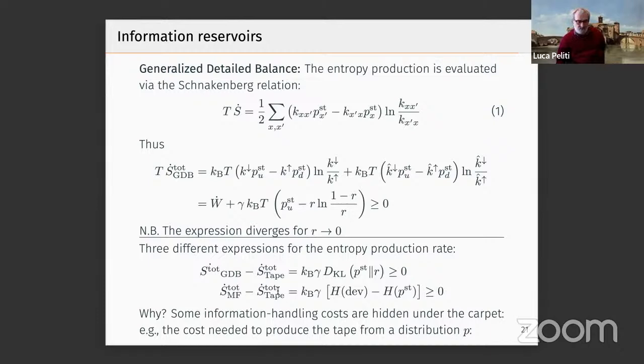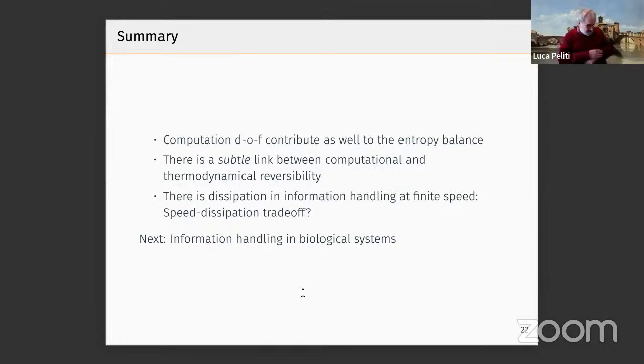You can probably start with a tape which is random, and then put it through an eraser in such a way that all the states are, on average, most probably put to zero or one. So this is an amount of work that is in some sense stored in the tape, that we are only recovering by letting the tape go through our device. So this is a point in which the computational degrees of freedom have to be taken into account in the entropy balance.